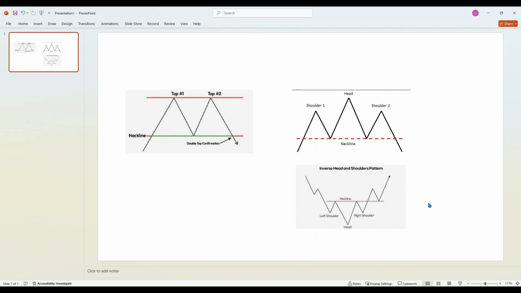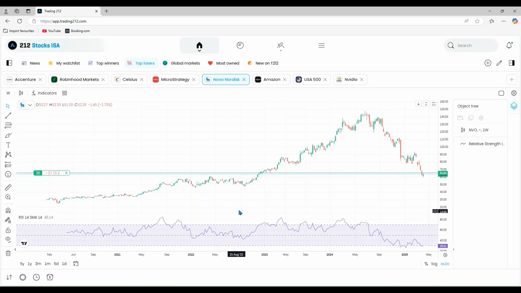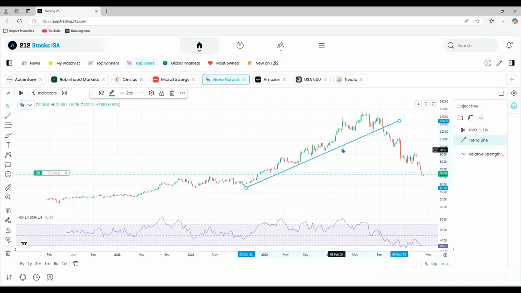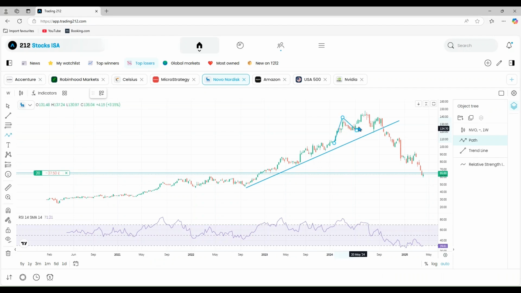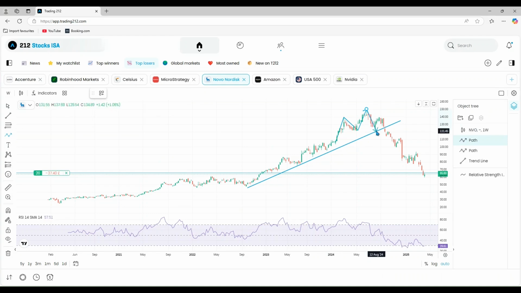We will now try to find some patterns in real charts. Luckily, I found a very good example of head and shoulders. As you can see, a long-term rising trend. And here, if you look at this structure, so this is your left shoulder, this is your head, and this is your right shoulder.